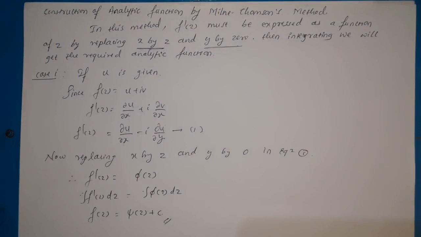Here we need to express f dash of z as a function of z by replacing x by z and y by 0, then integrate both sides with respect to z, and we will get the required analytic function.